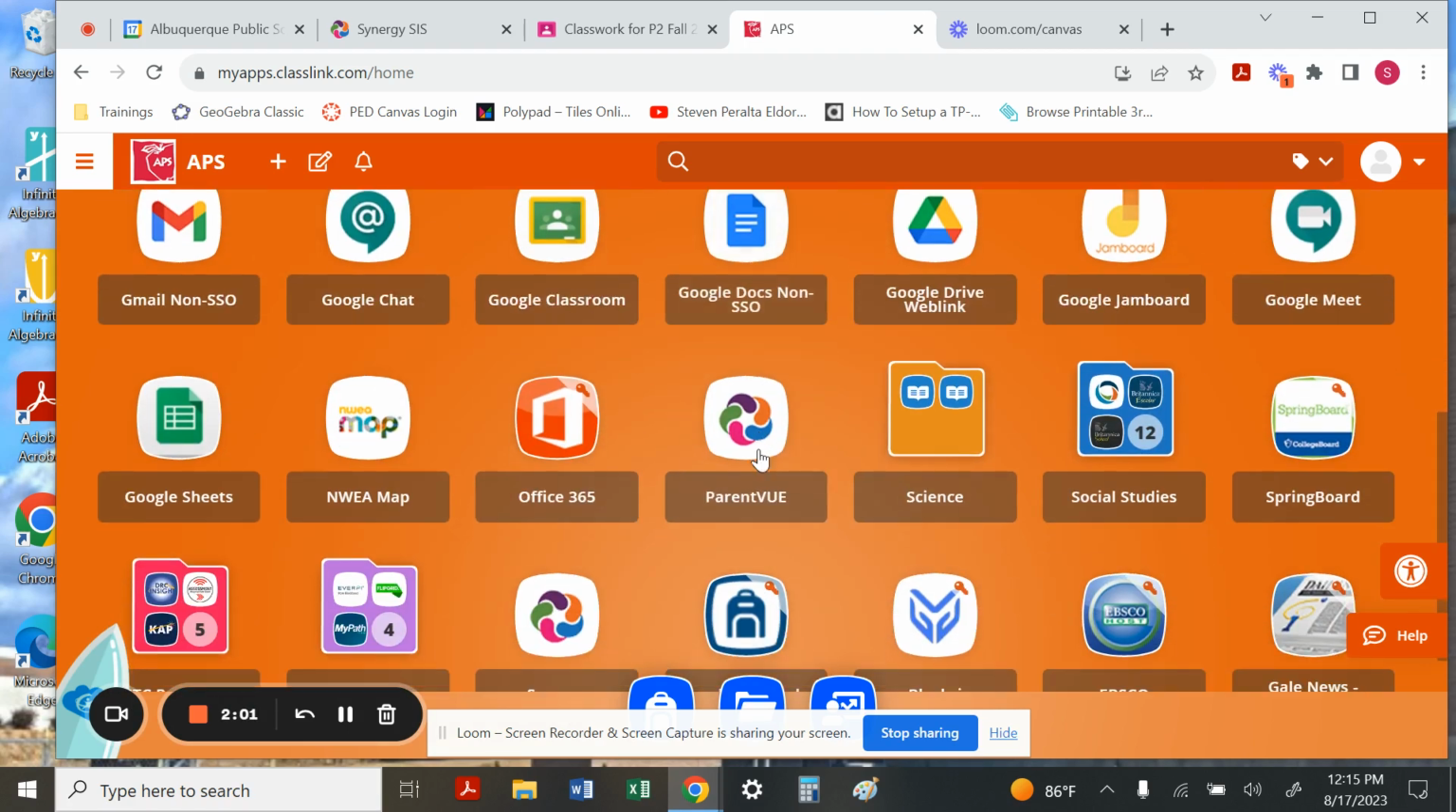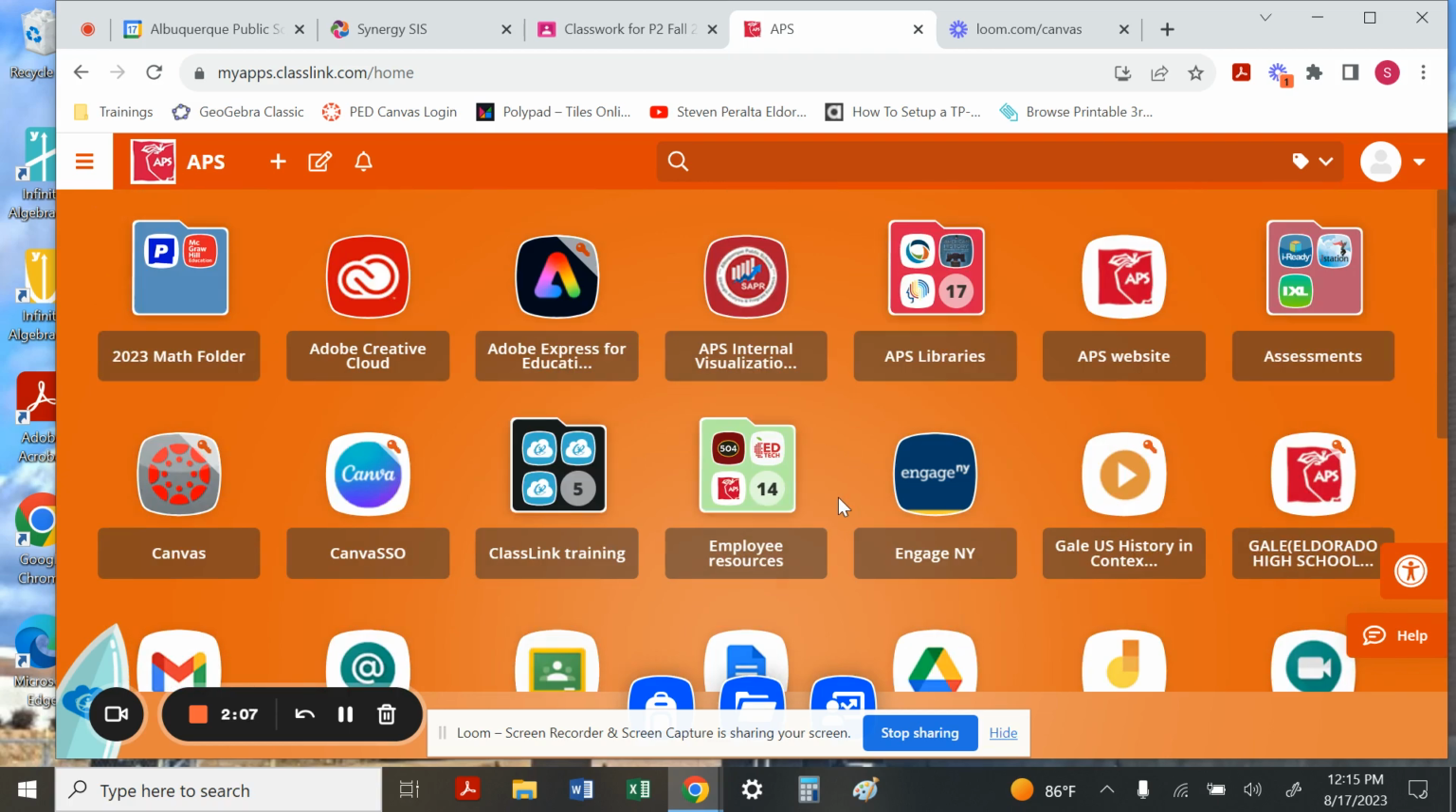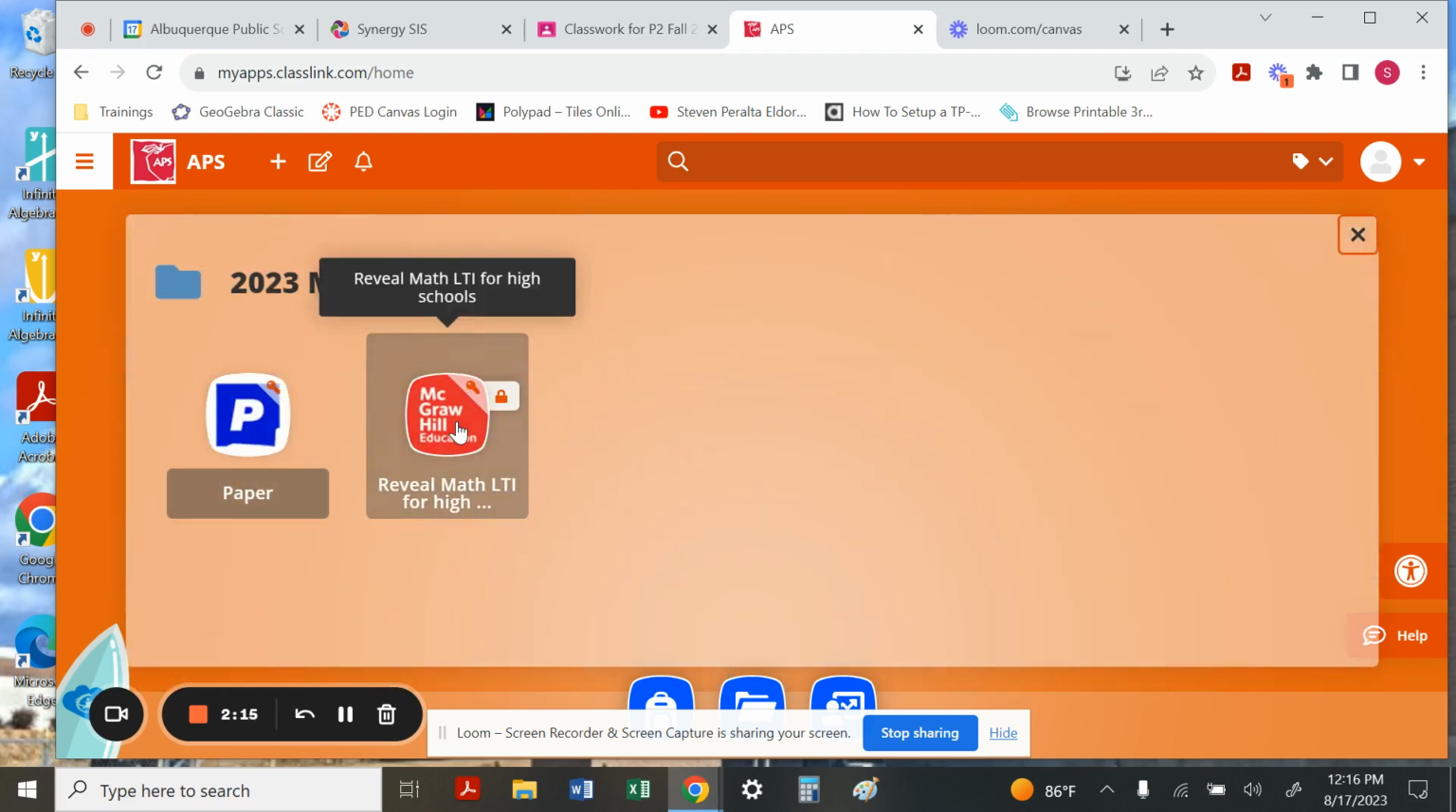So what you're going to do is look down for R. Your R is going to be somewhere in here. I arrange mine so that mine's always at the top. I created a math folder called 2023 math folder, and then I can just click in there. You're really looking for this icon, the McGraw-Hill Education, which is Reveal Math. R is why I told you to look for that one. You're going to click on that.